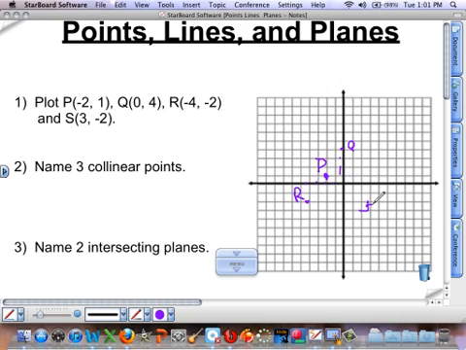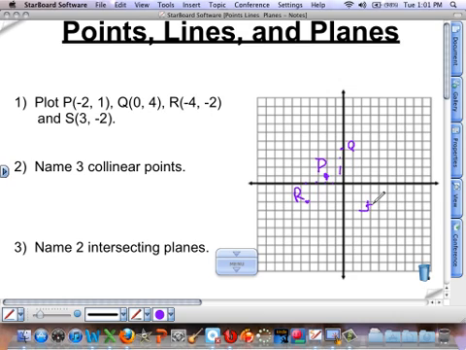All right, Mackenzie, what 3 points are collinear? I can't figure that out. Okay, remember, what does it mean to be collinear? Should be on the same plane. No, no. It's in line. They have to be on the same line. Which of those 3 points look like they're on the same line? R, P, and Q.